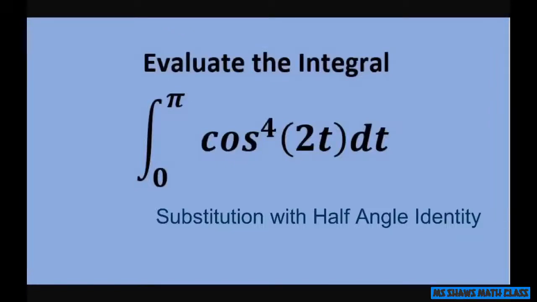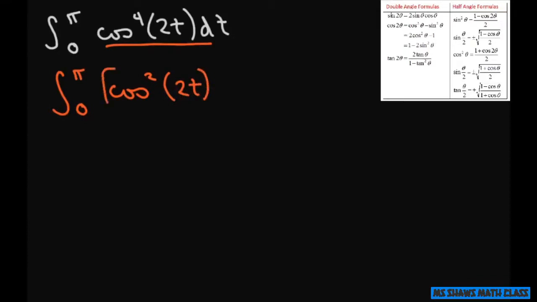Hi everyone, we're going to evaluate the definite integral given over the interval 0 to pi, and we're going to use substitution with your half angle identity. So let's rewrite this a little bit first. I can rewrite this as the integral of cosine squared of 2t, and then square this, dt. Let's put that squared there.